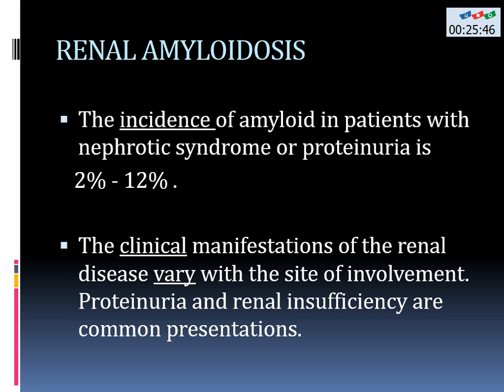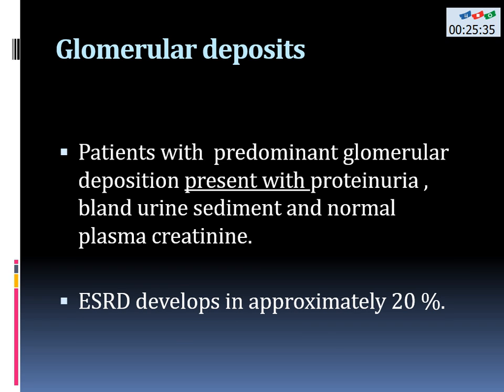The clinical manifestations vary according to the predilection of the amyloid fibrils in the glomeruli or the vascular or the interstitium or wherever they are. So we have glomerular deposits. These glomerular deposits present predominantly by proteinuria and nephrotic syndrome, characteristically with a bland urinary sediment and normal serum creatinine. In these, end-stage renal disease develops in approximately 20% of patients.